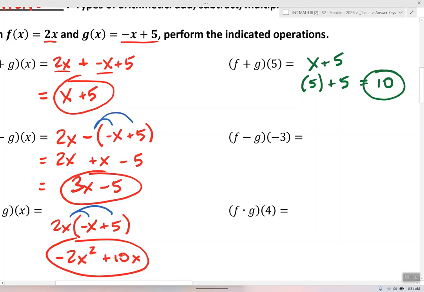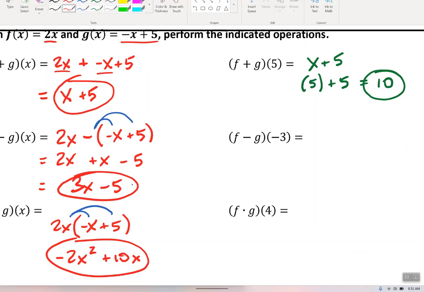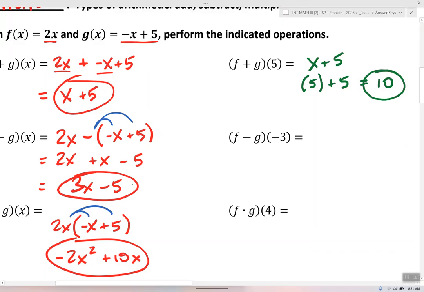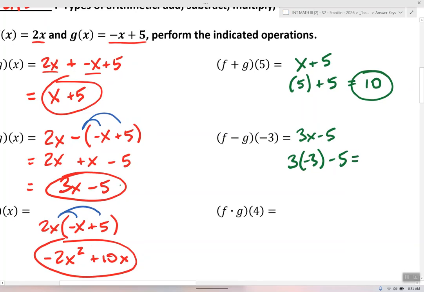For f minus g of negative 3, we already found the f minus g function here, 3x minus 5. So we're going to just plug in negative 3. So 3x minus 5 is our f minus g function. So we'll put negative 3 in for x. 3 times negative 3 is negative 9. Minus 5 is negative 14.